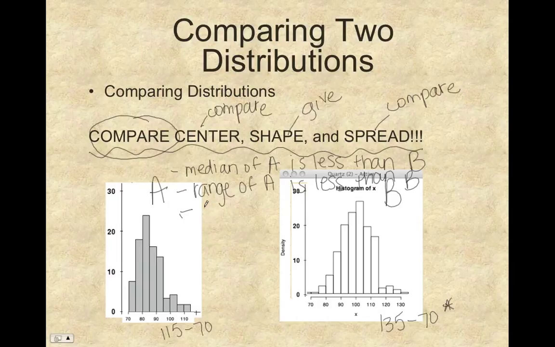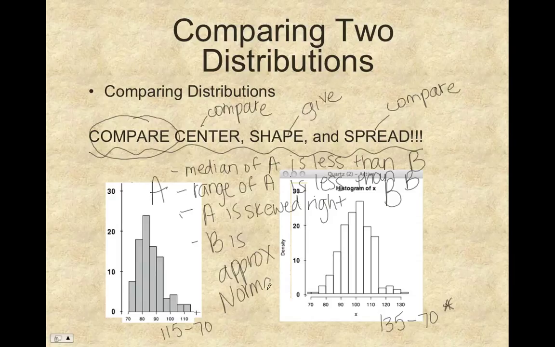Shapes, I'm just going to give the shapes. A is skewed right, and B is approximately normal. Now what I'm missing here, and this is really, really bad, is I have no context. Now the reason I didn't give context as I went through this summary is because I don't know what the context of this problem is.